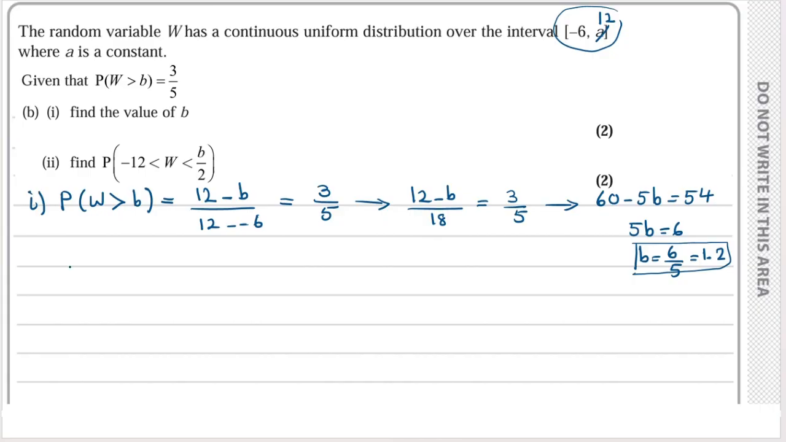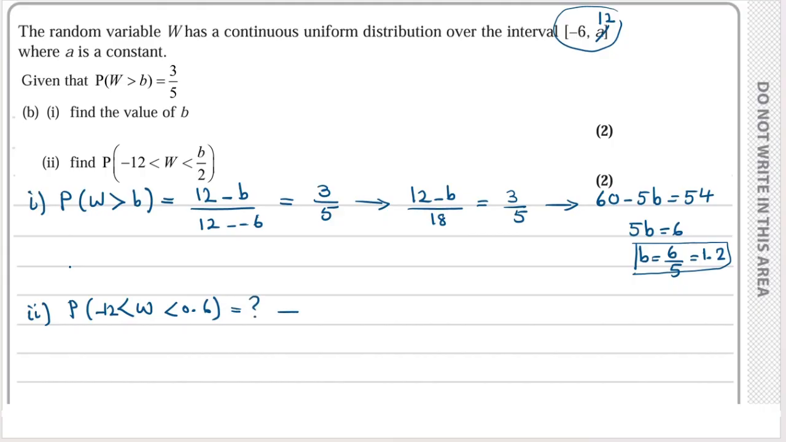So part II says find the probability of W being between -12 and B/2. So now we know that the value of B is 1.2, therefore we have to calculate the probability of W between -12 and B/2, which is 1.2 divided by 2, which gives us 0.6. And that's what the question wants.